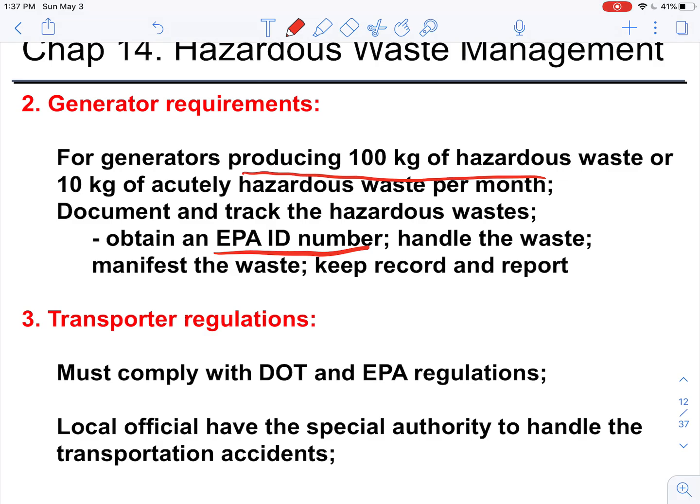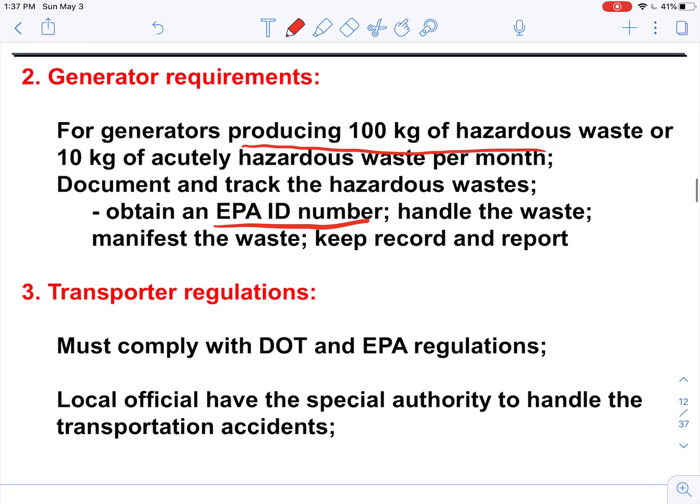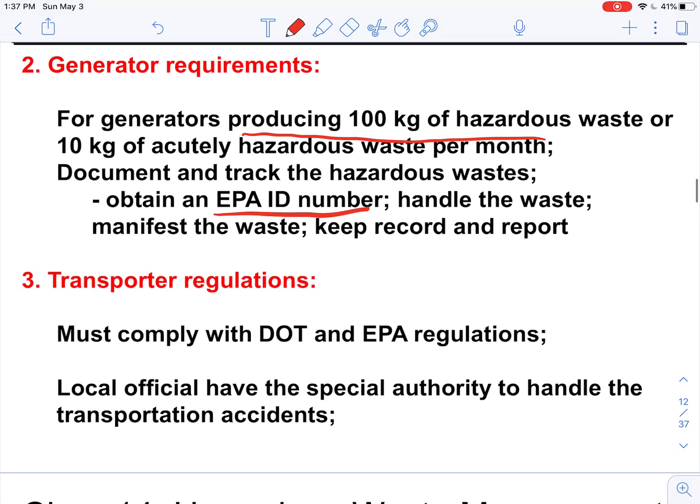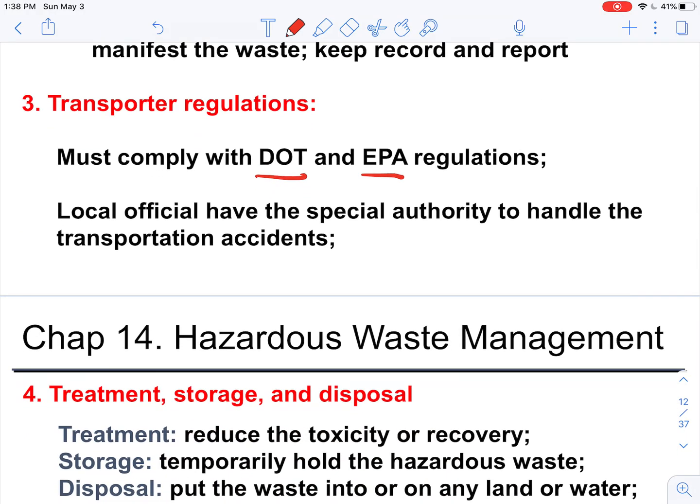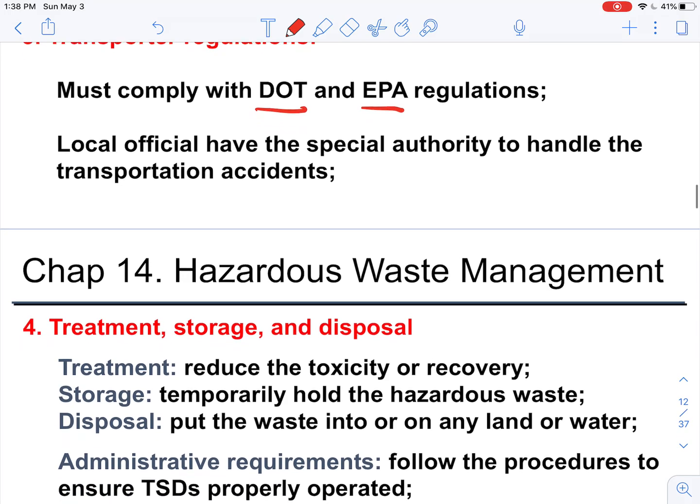So there are also regulations on transporters. After these hazardous materials are generated, we need to use trucks or railway to transport them away, right? So they must comply with the DOT, Department of Transportation regulations, and also the EPA regulations. And local officials have to have special authority to handle these transportation accidents.